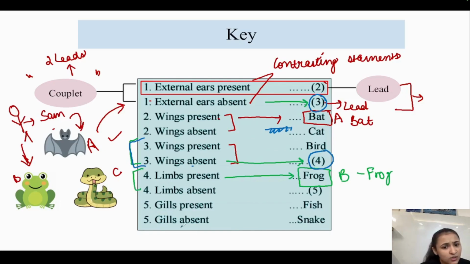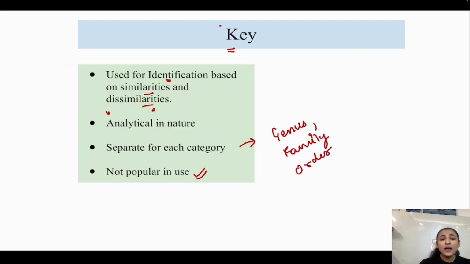Are gills present or absent? No gills are present in a snake. In fishes, gills are present. So if gills are absent, this is a snake. We cannot see any gills in this organism. So this is what we have identified, the last organism, organism C also. This is a snake. So that is how taxonomic keys are used in order to identify the organisms.